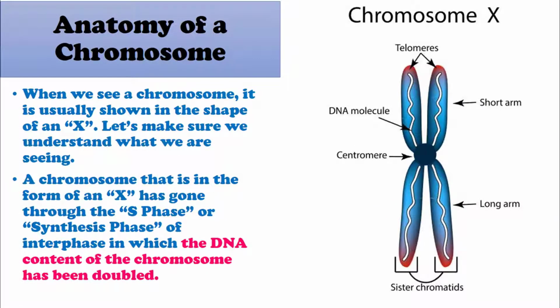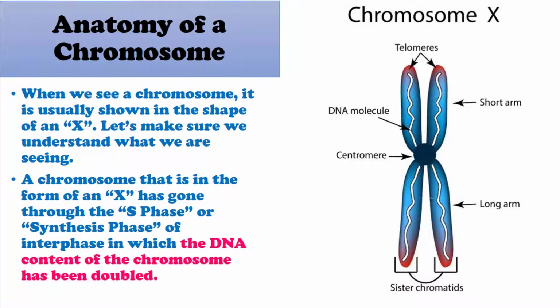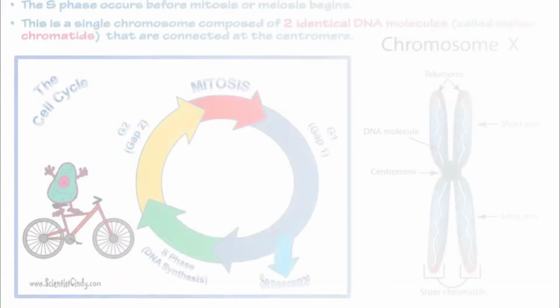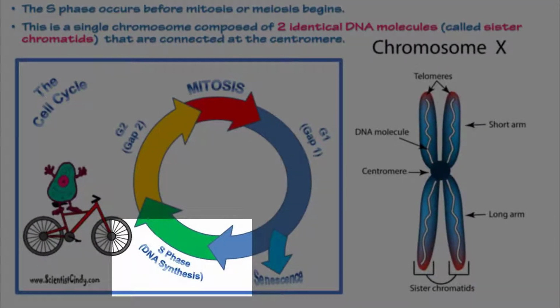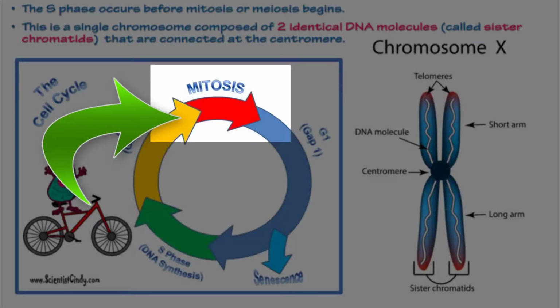When we see a chromosome in a textbook, it is usually shown in the shape of an X. Let's make sure we understand what it is we are seeing. A chromosome that is in the form of an X has gone through the S phase or synthesis phase of interphase, in which the DNA content of the chromosome has been doubled. The S phase occurs before mitosis or meiosis begins.